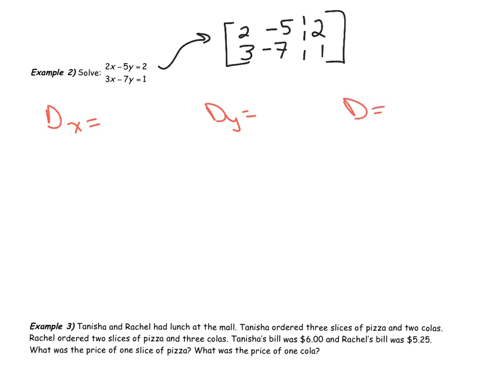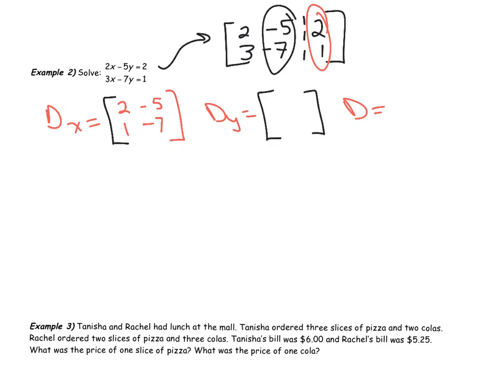So dx is going to come from, we replace the x column with what's on the right-hand side of the equal sign. So I have 2, 1, and we keep the negative 5, negative 7. dy is going to come from replacing the y column. So we're going to replace the y column with what is on the right-hand side of the equal sign. So the 2 and 3 stay, and we're replacing the negative 5, negative 7 with 2, 1. And our regular D matrix is just 2, negative 5, 3, and negative 7.